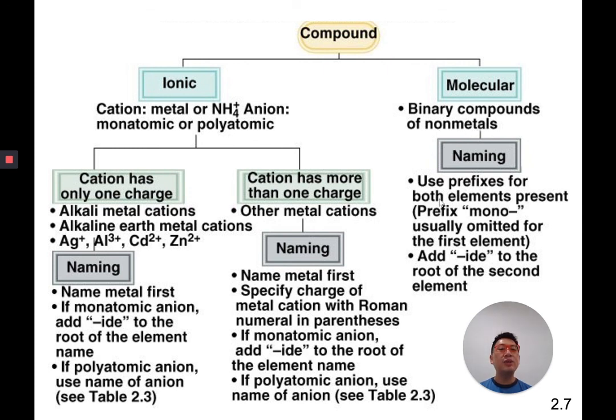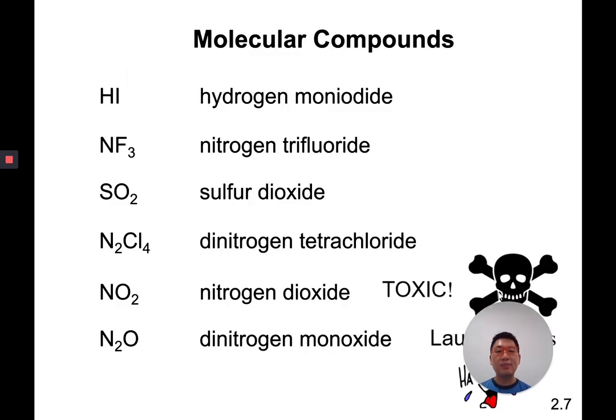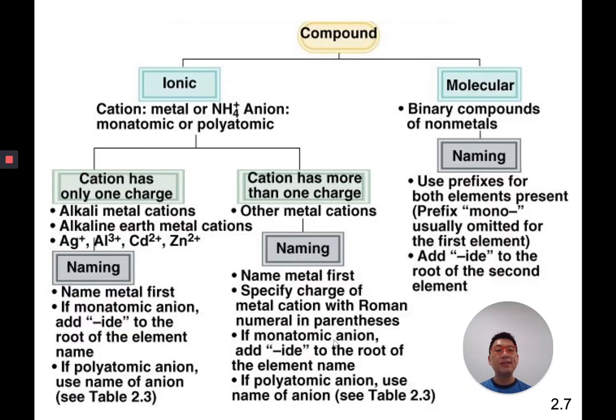Molecular, we use prefixes for both elements, except we can skip mono for the very first element and change the suffix of the second element to I. That's all these examples. Nitrogen trifluoride, sulfur dioxide, dinitrogen tetrachloride, nitrogen dioxide, dinitrogen monoxide. Notice they all have prefixes, except for the very first element, if it's mono, that is.